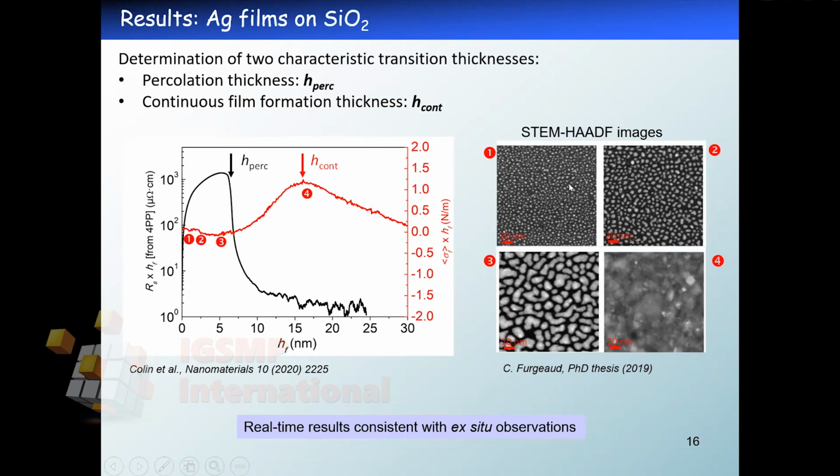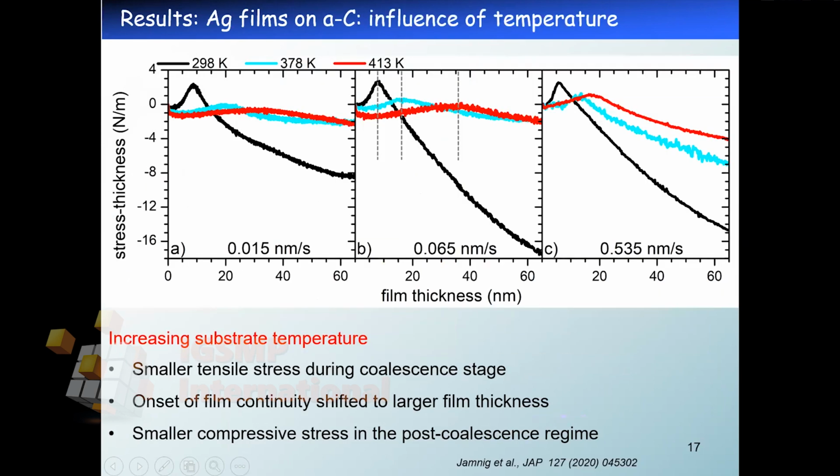And they illustrate that the growing film here, silver, follows the Volmer-Weber growth mode with islands nucleation and growth, and then the formation here of polycrystalline network. And the image 4, which is obtained just after the maximum here, corresponds to the formation of a continuous layer. Then with this methodology in hand, we can probe the kinetics of the growth process.